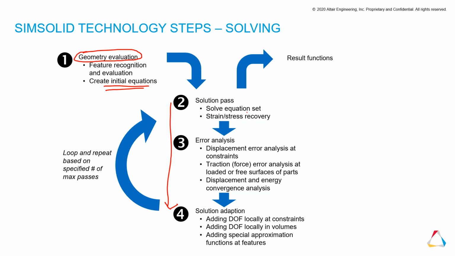First, it will solve the equations, right? And it will check for stress and strain recovery. Then we go on to checking for any error. We check for displacement error, we check for force error, and we also check for energy convergence, right? So once all these are met, then if the user has any solution adaptation, meaning special requirements at certain locations to improve the accuracy, it will go through this solution adaptation, right? So we will add degree of freedom equations at some constraints, also at some specific areas, to increase the accuracy. Okay, so that's special approximation. I'll show you this as well later on.